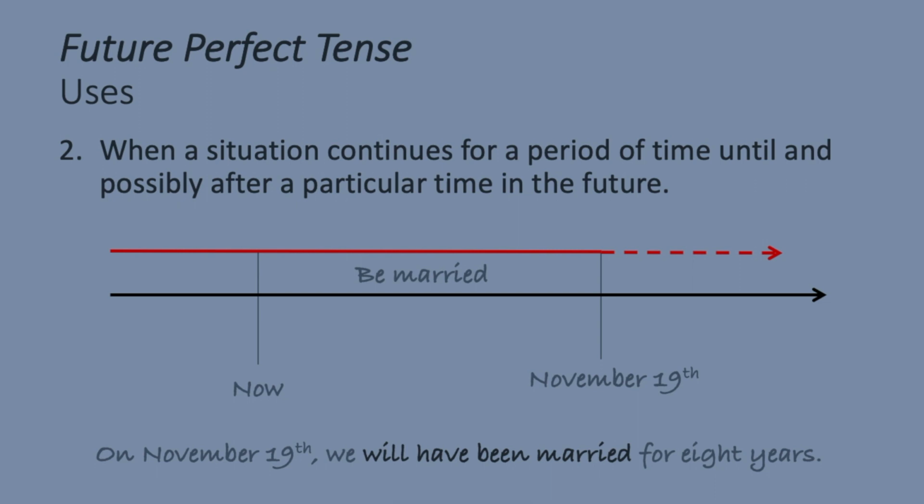The second way we use the future perfect is in a situation that continues for a period of time until maybe after a particular time in the future. I hope that made sense. Maybe this will make sense. Our example, on November 19th, we will have been married for 8 years. As you can see from this timeline, we were married before now. For example, on November 19th, we will have been married for 8 years.